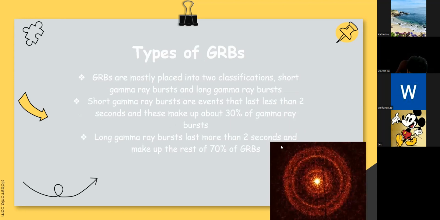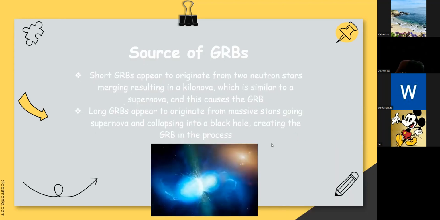Gamma ray bursts are mainly placed into two classifications, which are short and long bursts. Short gamma ray bursts are events that last less than 2 seconds, which make up about 30% of gamma ray bursts, while long ones last more than 2 seconds and make up the rest of the 70%. Short ones usually originate from two neutron stars merging, which results in a kilonova, which is pretty similar to a supernova, and that's the thing that basically causes the gamma ray burst.